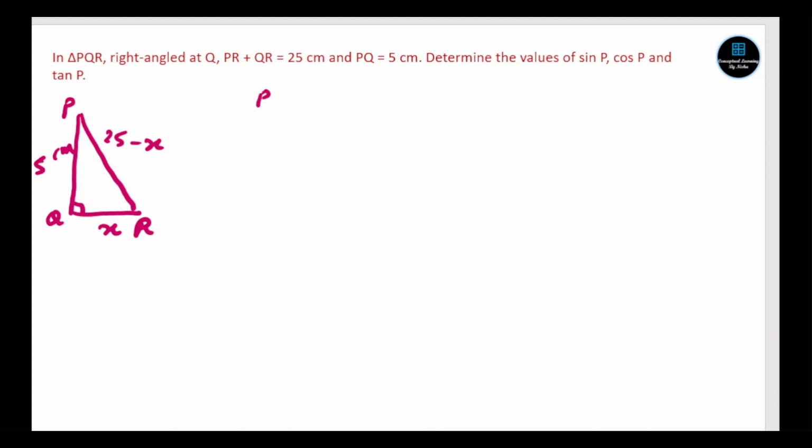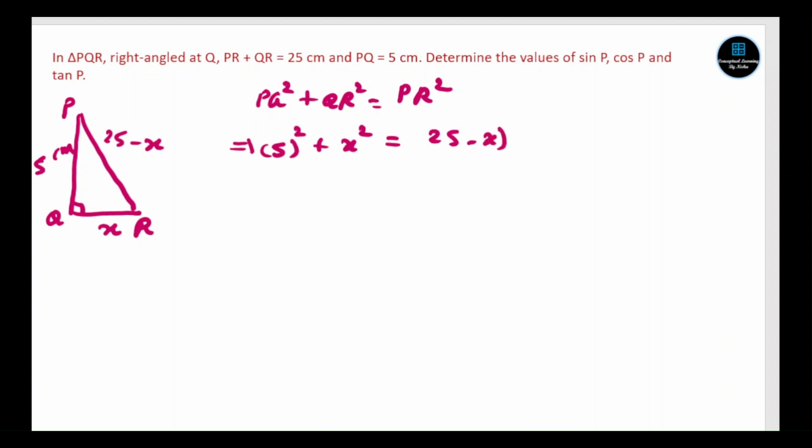So what do we get? PQ square plus QR square equals PR square. And now when I simplify this, 5 square plus X square equals 25 minus X whole square. Now apply the identity to simplify the right hand side. Now here 25 plus X square equals 625 minus 50X plus X square. Very common mistake. Students are writing 25 square minus X square only. So that is wrong. Okay. You have to apply the A minus B identity to simplify this.